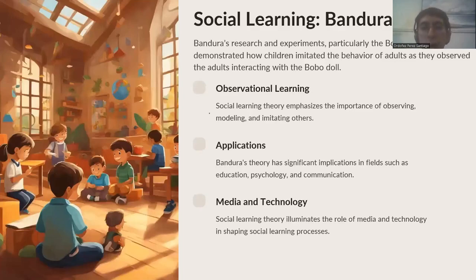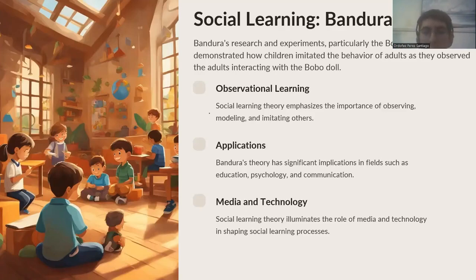Okay, and then let's go quickly to the social learning theory of Bandura. Bandura's research is an experiment, particularly the voodoo doll experiment, demonstrating how children imitate the behavior of adults as they observe the adults interacting. So in this experiment, we have a voodoo doll, you know what it is, and the children just see how the adults act or interact with the voodoo doll, and then they do the same, basically. They just copy that.